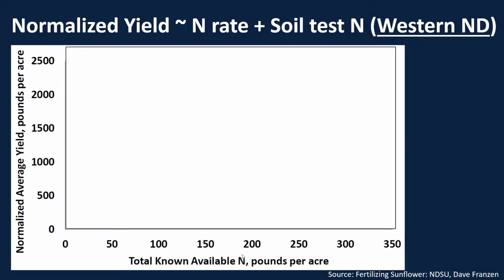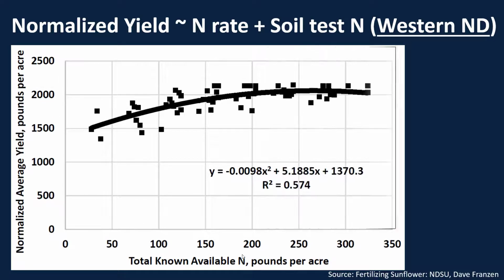And now again, if we look in western North Dakota, we're going to look at that same normalized yield against total soil N, and we're going to see a similar relationship, a much tighter relationship than we've seen in the previous graphs. So this shows that when we look at these graphs, we need to make sure we normalize the yield to compare across sites, but we also need to look at soil test N plus the nitrogen fertilizer rate we're putting on.